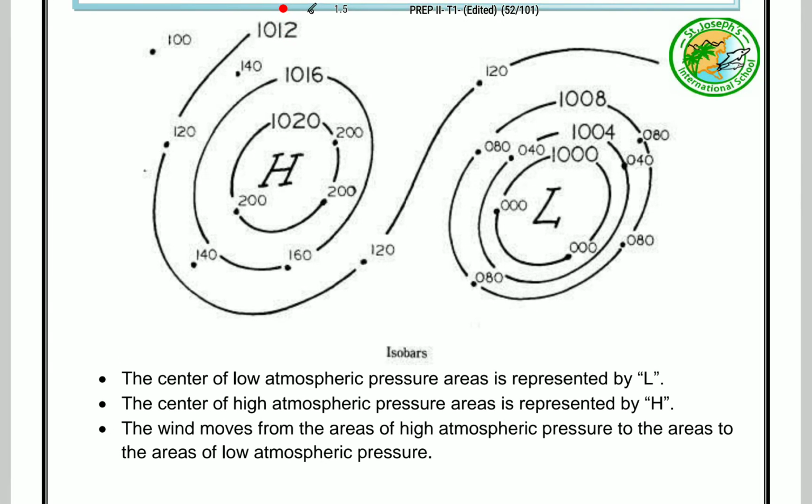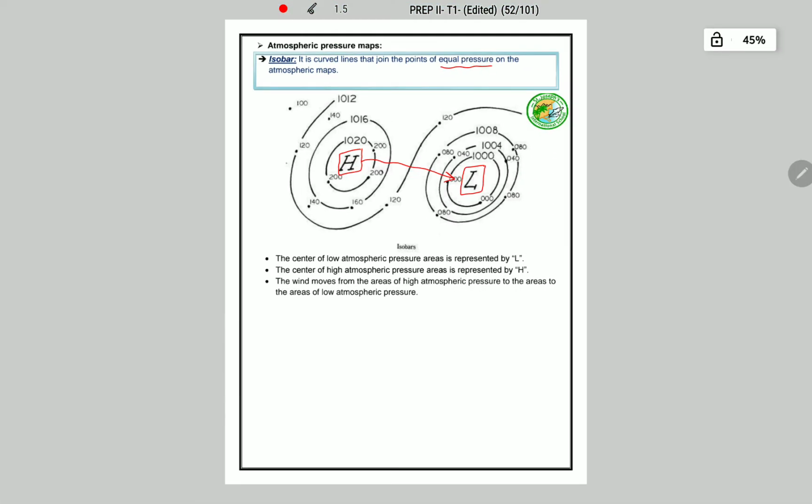If the area has high pressure, we write H in the middle. H stands for high. And if the area has low pressure, we write L in the middle, and L stands for low atmospheric pressure. This helps us to know the direction of the wind, as the wind always moves from the areas of high atmospheric pressure to the areas of low atmospheric pressure.